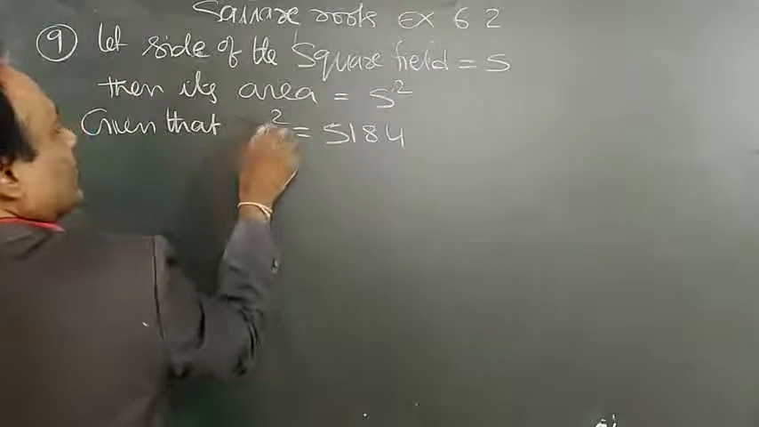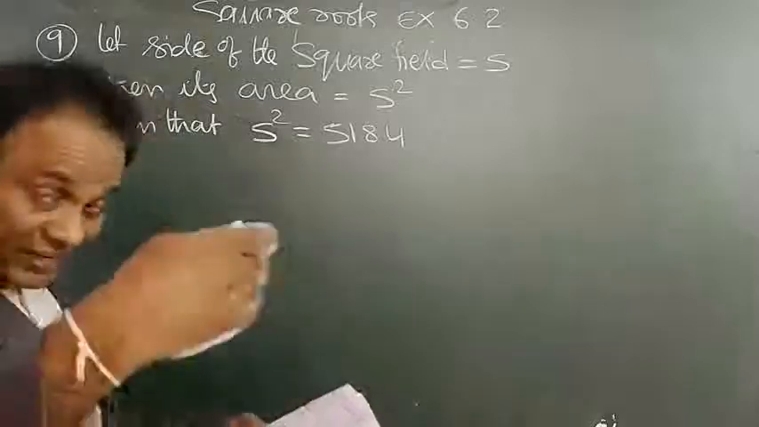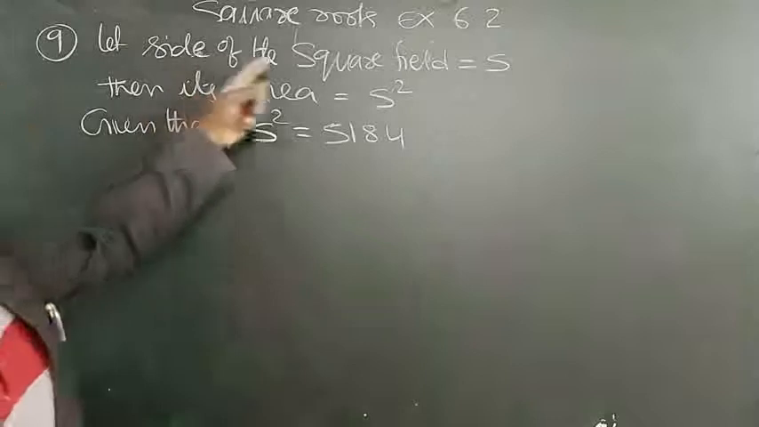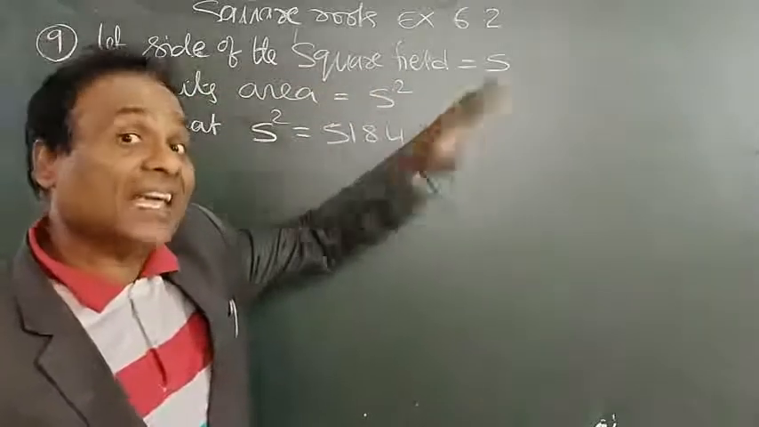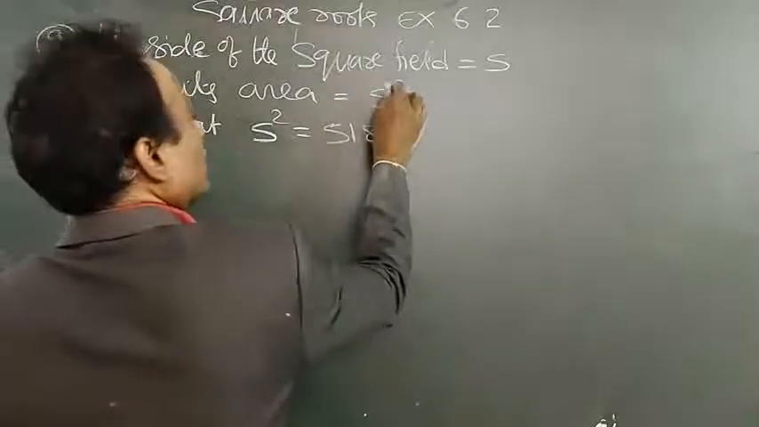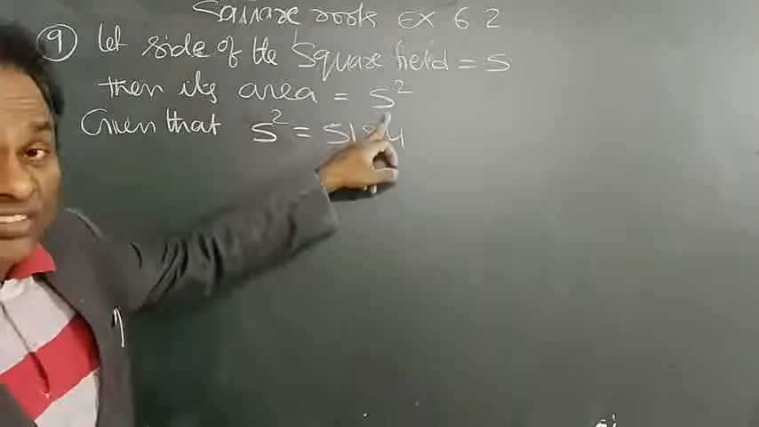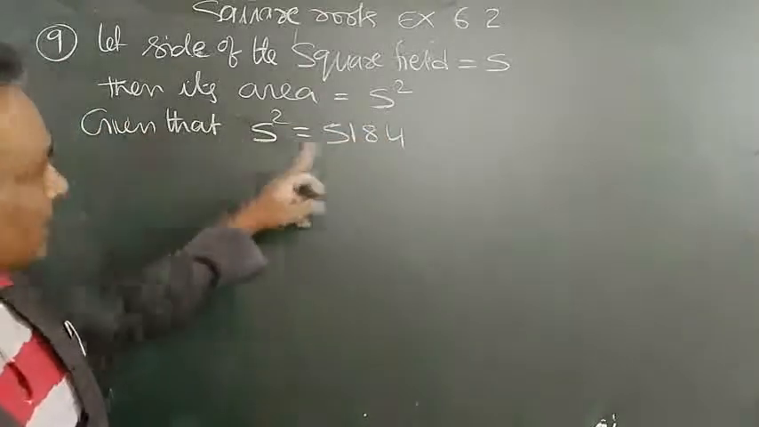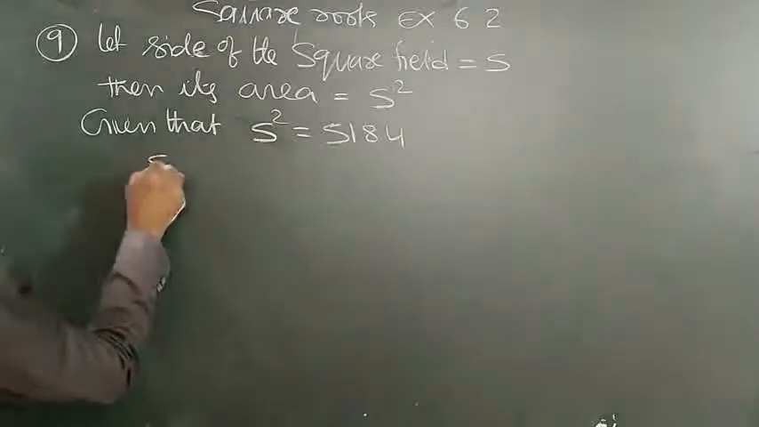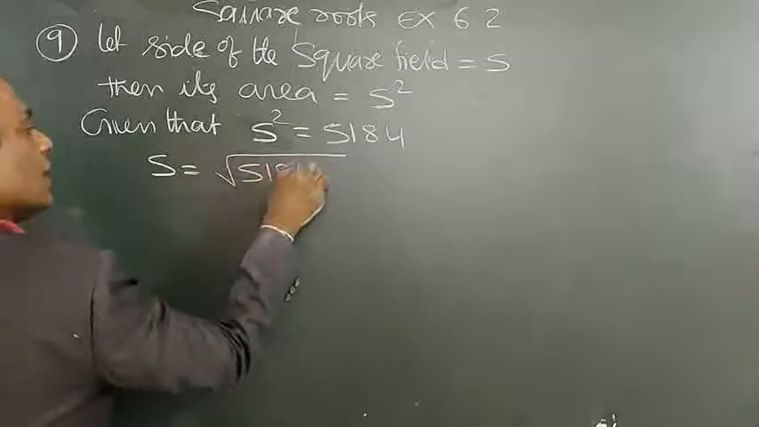We can also take x, but another figure is introduced later, so let us take S. The side of the square is S. Then the area of a square formula S square, which you studied in the 7th class. Then its area is equal to S square. But the area is given as 5184 meters square. So S is equal to, if you remove the square, the right side you will get root 5184.